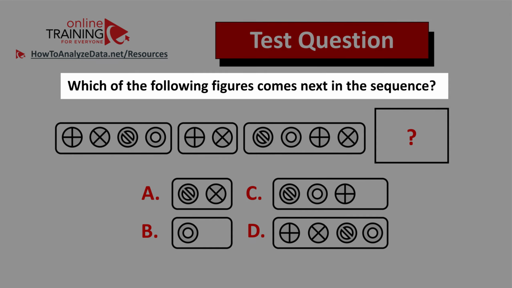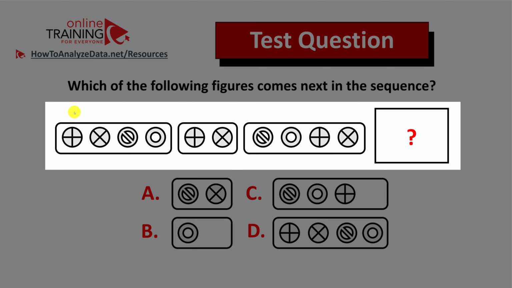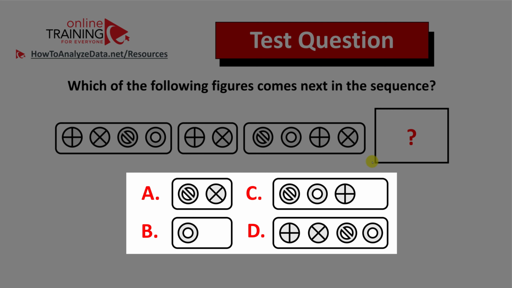Let's look at the very interesting question you frequently see on the test. Which of the following figures comes next in the sequence? You're presented with the 3 figures, and you need to figure out which one would be the fourth one. You have 4 different choices to select from. Consider this. There are 2 different types of rectangles presented in the question, as well as 4 different choices for the circles.